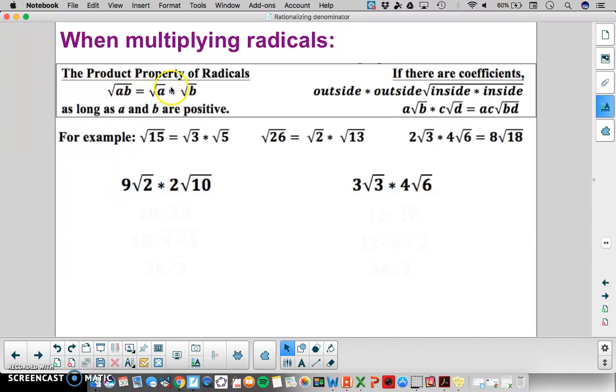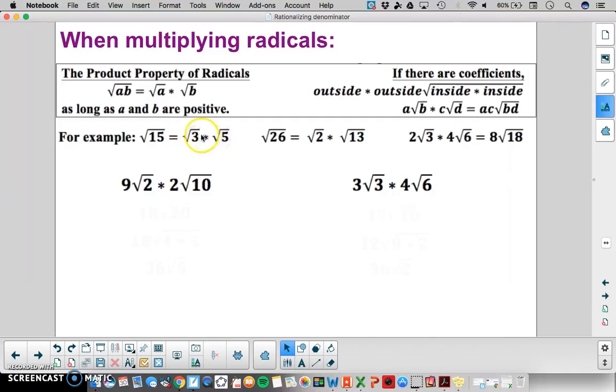When we have the square root of a times the square root of b, we just multiply what's underneath those radicals. So that becomes the square root of ab. Also, on the other side of that, if we have the square root of a times b, we can separate that into two radicals. And if there's a coefficient, it's always outside times outside, inside times inside. So when we have a root b times c root d, a and c get multiplied together, and b and d get multiplied together and stay underneath that radical.